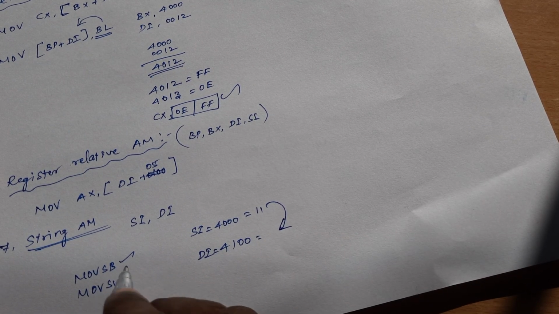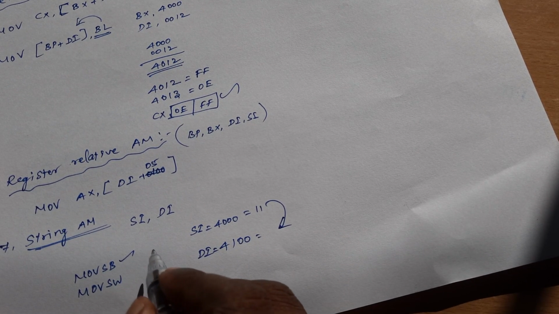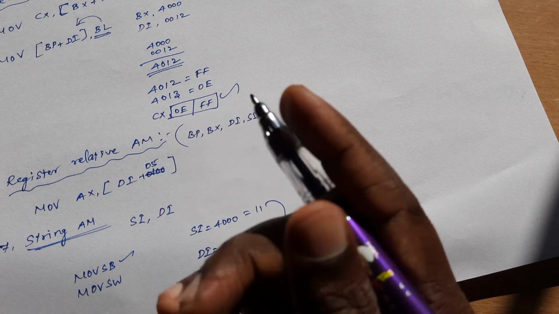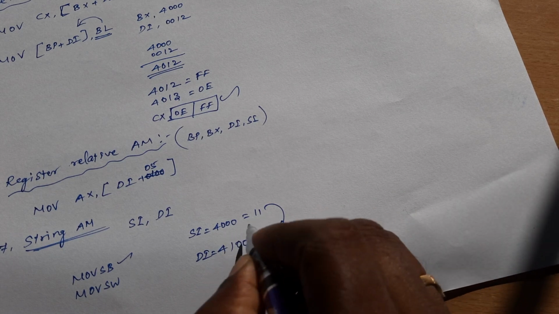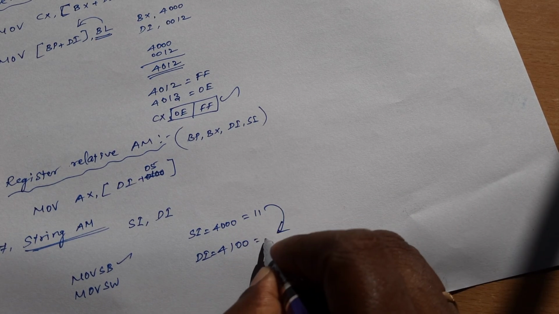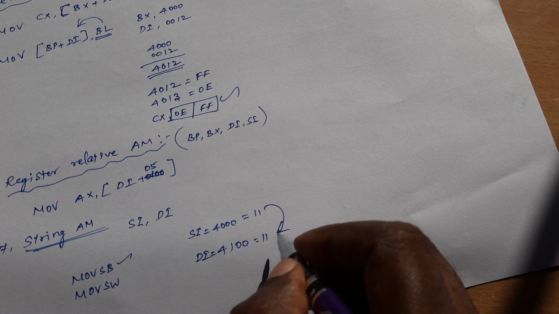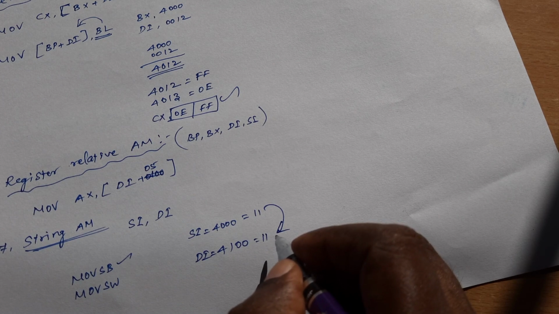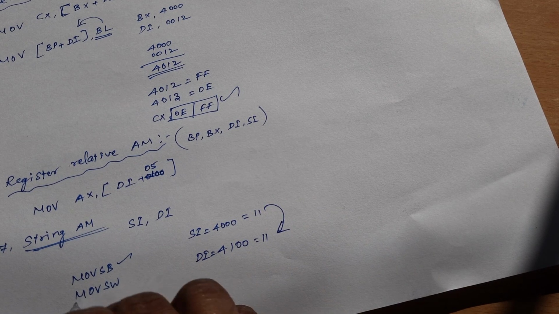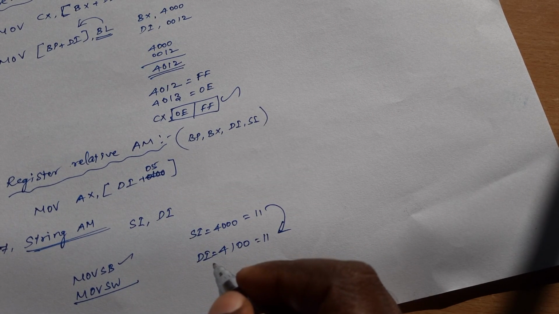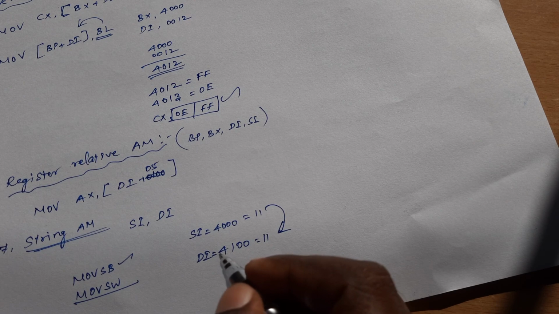See here we don't specify SI and DI, but directly this has to be defined in the previous instruction. So after the execution of this instruction, the 11 is moved to 4100. This is what happens in the string addressing mode. If it is MOVSW, then 2 bytes are moved. So here we use index registers.